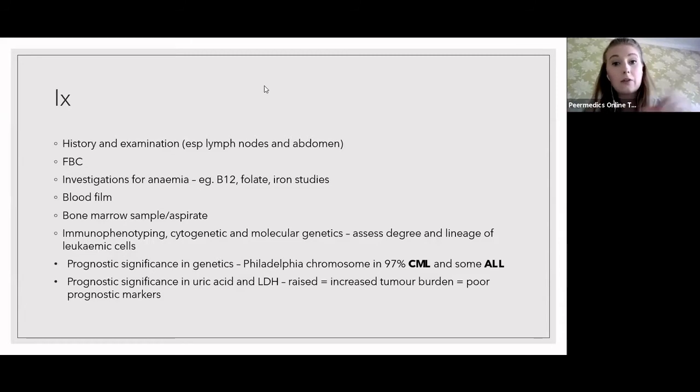So if you're thinking of an association there and you see Philadelphia chromosome, you're always going to think CML generally. And also, because this is a cancer, if you're seeing increased uric acid and increased LDH, you're thinking there's a greater tumour burden, we've got more cells replicating themselves, and they're poor prognostic markers as well, because the higher they are, the bigger the tumours get, or the more tumours you've got, basically.